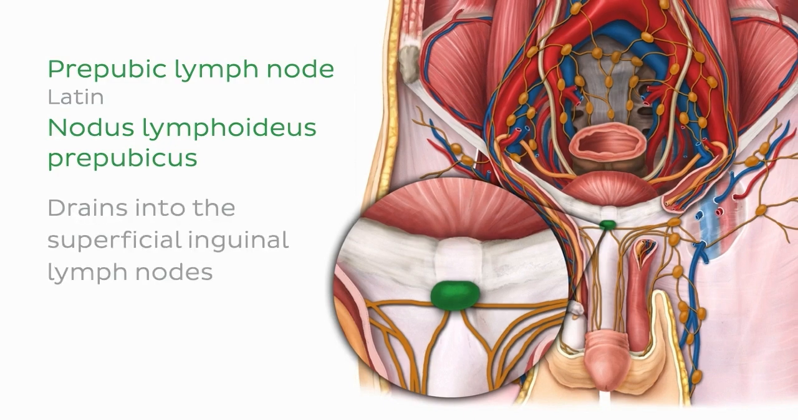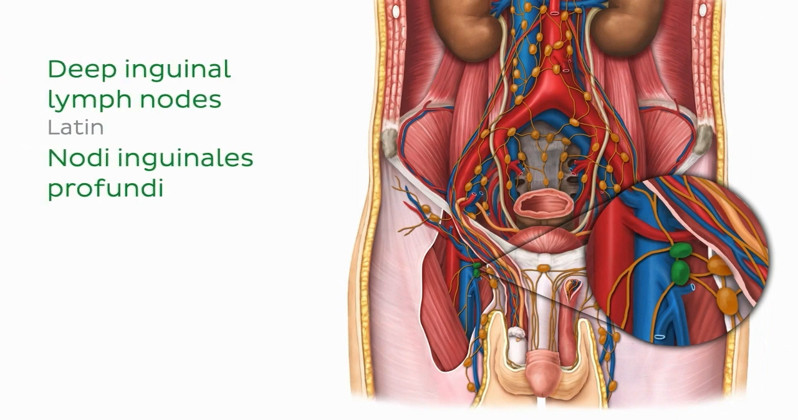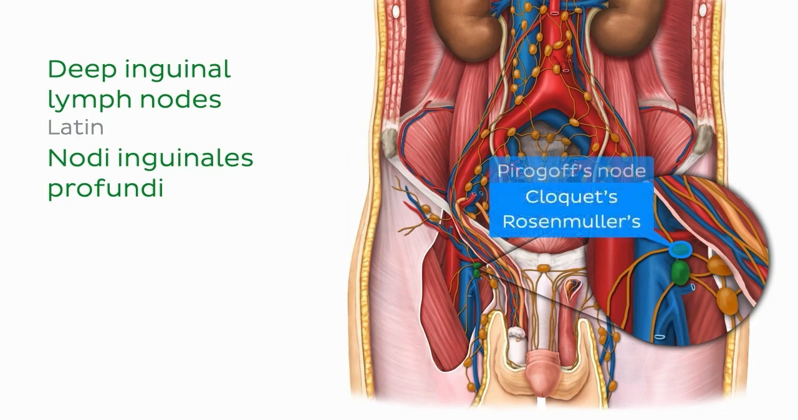The deep inguinal lymph nodes are a group of generally 1 to 3 lymph nodes, located in the same area as the superficial inguinal nodes, just deeper, as the name suggests. We can see them highlighted in green in this image now, lying medial to the femoral vein. The most superior and most constantly present of the deep inguinal lymph nodes is known as Rosenmüller's, Cloquet's, or even Pyrogoff's node.